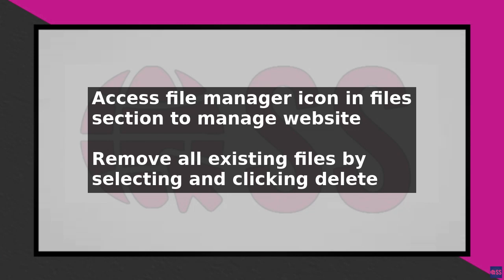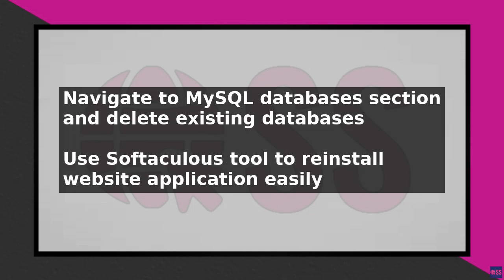After removing the files and databases, navigate to the Software section and click on the Softaculous icon. Softaculous is a tool that allows you to easily install various software applications such as WordPress and Joomla.